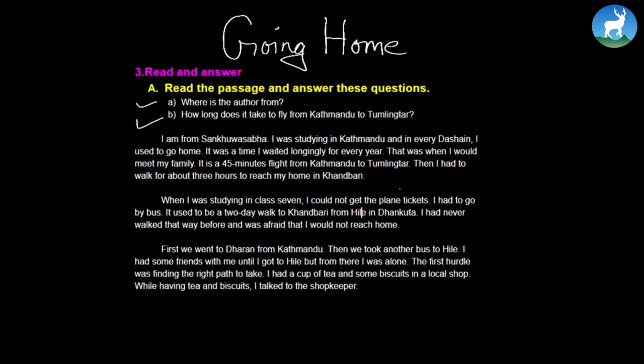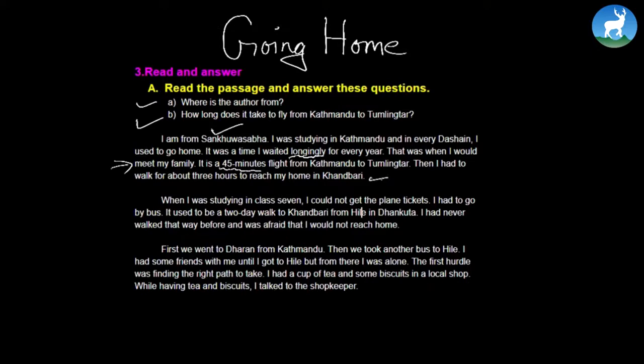Alright, so far we've come to understand that the writer is from Sankhuwasabha. Alright, and he was talking about his experience when he was studying in Kathmandu, and how he longed, how he wished to go home every Dashain vacation. And the reason was to meet his family. See, and if the author is to take a flight from Kathmandu to Tumling Tar, it's just a 45 minutes flight. Alright, and then he had to walk for about 3 hours to reach his home, which is in Kandbari.